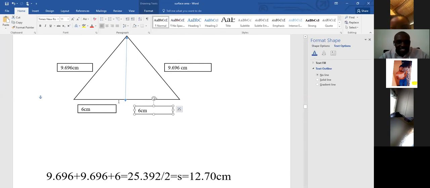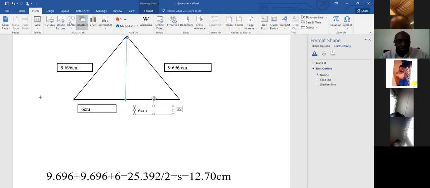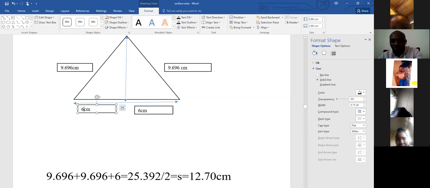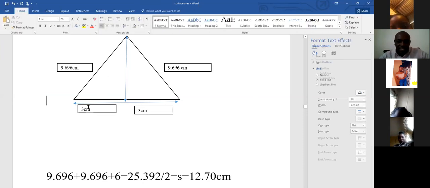So if I divide this distance here by 2, it's going to be 3 centimeters. And this other part here is going to be 3 centimeters. So I have 3 centimeters, 3 centimeters.